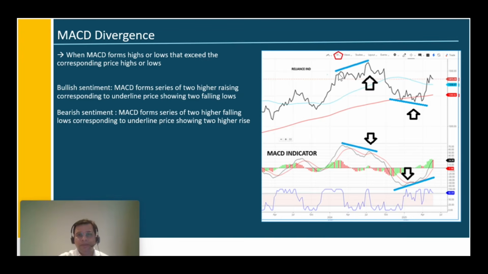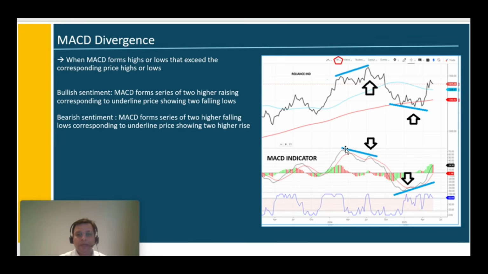Whereas for bearish sentiment, as in the example given, Reliance was making highs, however the MACD was falling. In this scenario, don't be aggressive in buying more Reliance just because it has made higher highs. You need to look at the MACD as well. Just be careful. Book your profits if possible and start making your next trading decisions based on your MACD.